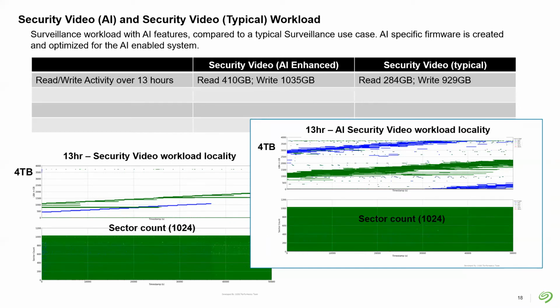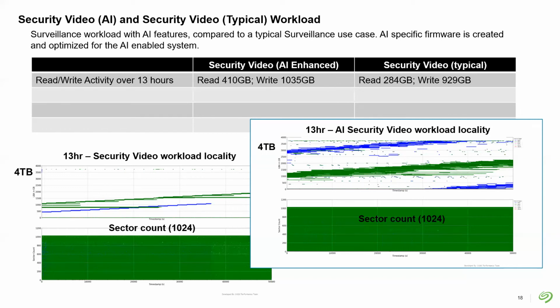If you look at the AI enhanced workload, you can see that it's about 15% higher workload per drive. And if you look at the graphic representations, you can see that there's a lot more activity in both the read and the write of the AI workload locality, even though these are both 13-hour captures and they're both 4 terabyte. Now, the dotted stuff that's going on in the AI there, that's a very interesting thing.